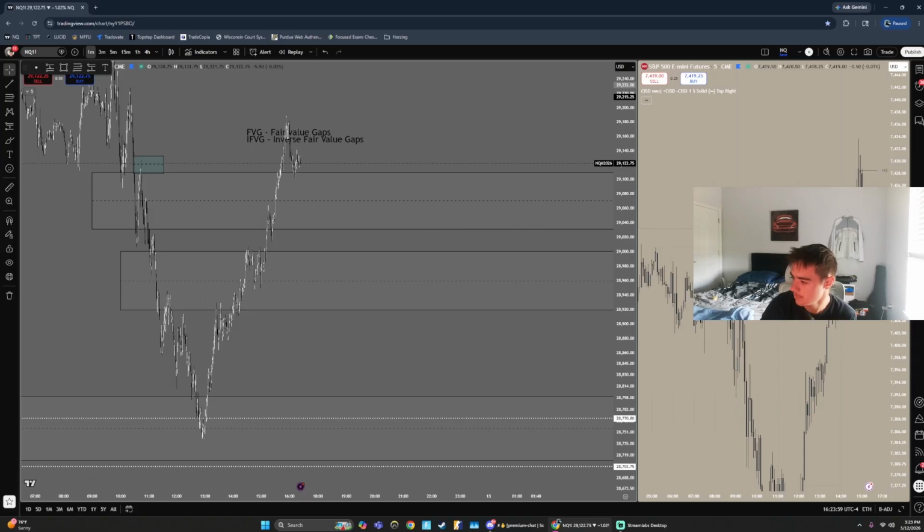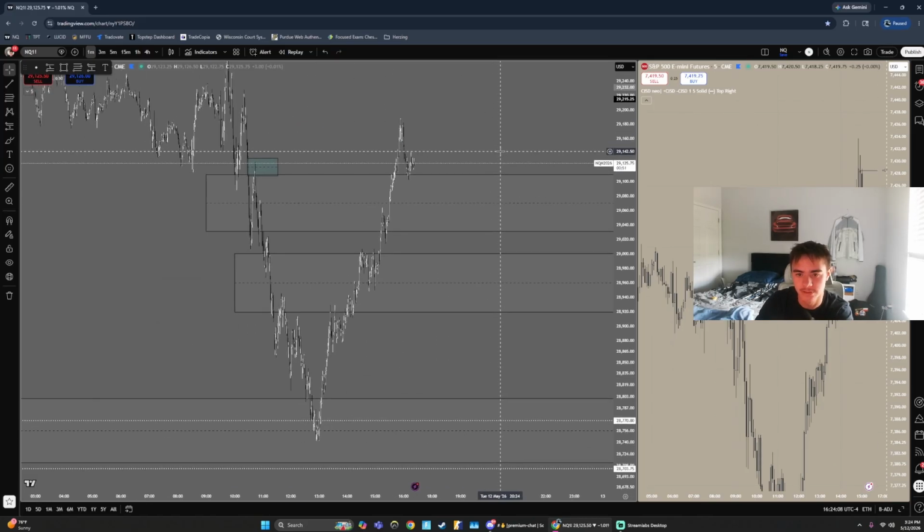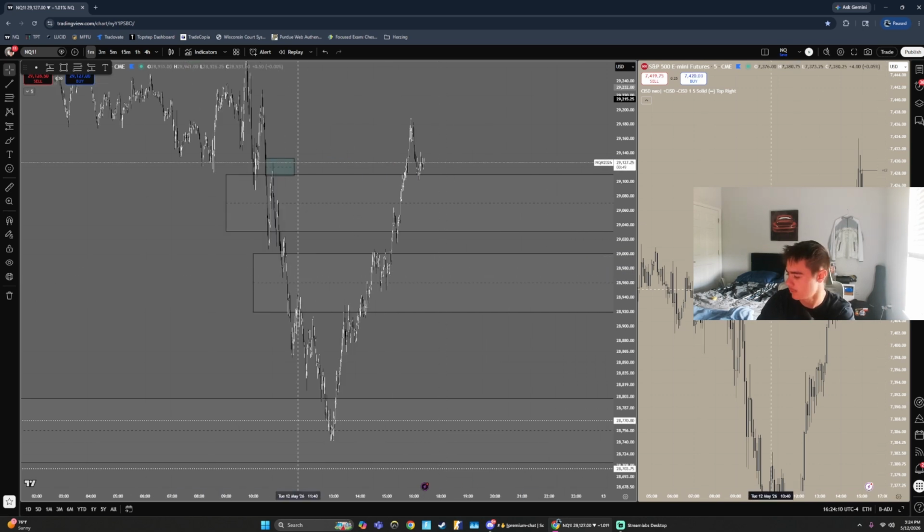So that should be good for video 1. Two indicators explained, fair value gaps and inverse fair value gaps. What else could I break down? No, we'll keep it short. We'll try to do this in little sections so people can find them. All right. Fair value gaps and inverse fair value gaps.